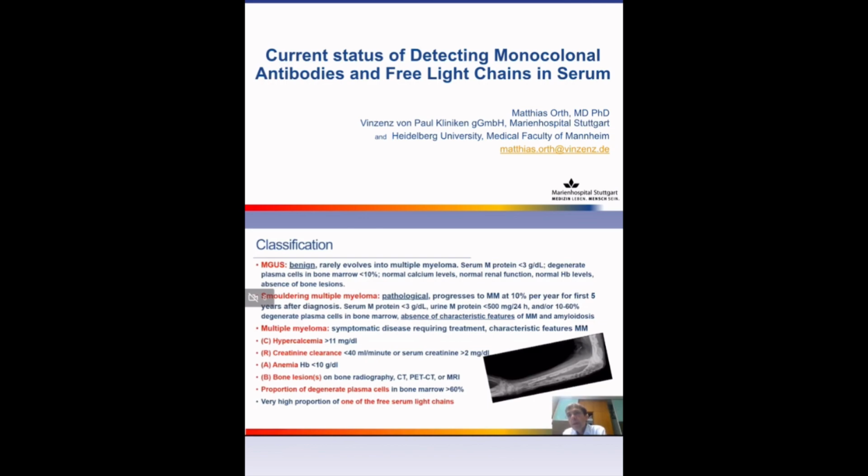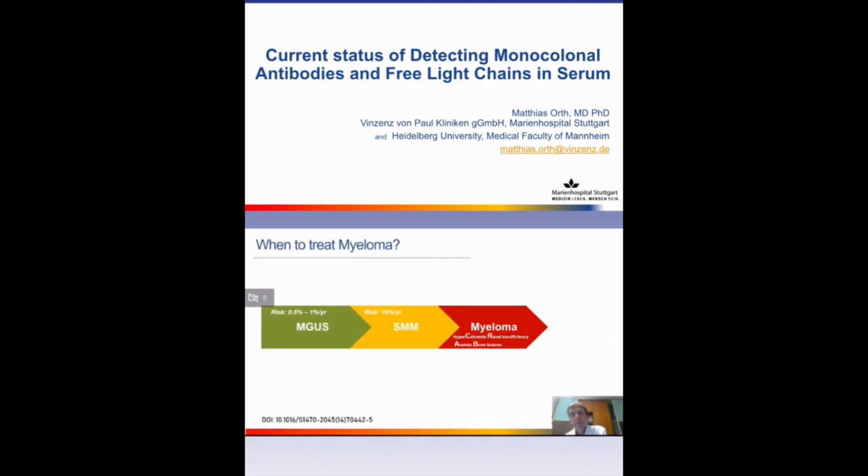And then there's a big challenge. We have many patients who are just between MGUS and multiple myeloma, and it's called smoldering multiple myeloma. It's pathological, and it will progress into multiple myeloma at a rather high rate. And these are the patients where we are not very sure how to proceed.